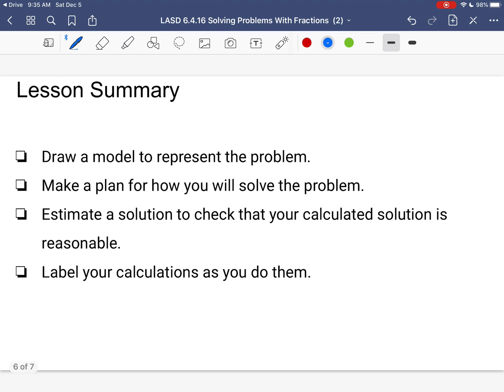So you saw how we drew a model. In one we drew the length of string, and in the other one we drew the tank and filled in the measurements. That helps us visualize the problem. With the piece of string, we could see that we needed to cut this part into little pieces. I made a plan for each problem and how I'm going to solve it, decided on what formula I was going to use. I did a quick estimate at the side so I could check that my solution was reasonable, and I labelled my calculations as I went along.